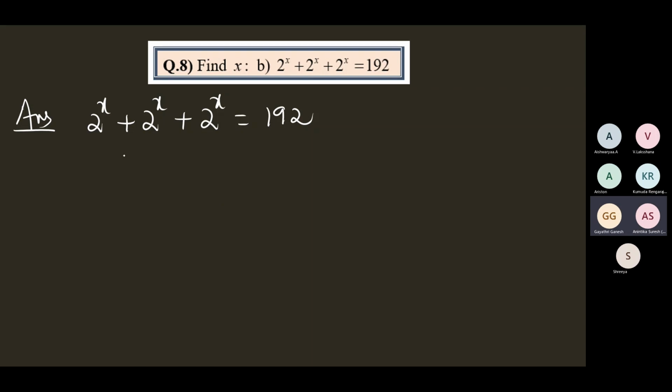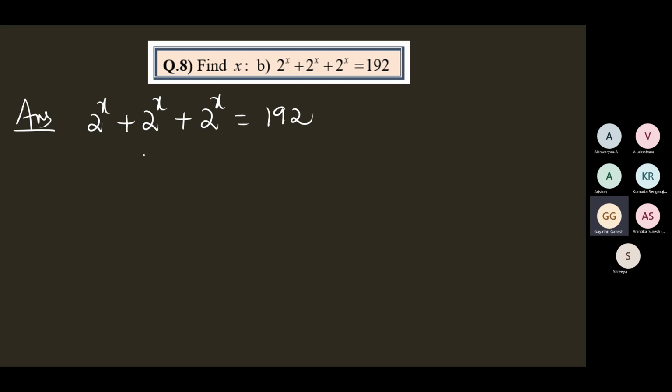Ma'am, 2 into 3 raised to the power x. Is it? How many times here? Thrice, 3 times. What comes 3 times? 2 to the power x. So how do you write 3 times 2 to the power x? Ma'am, can I say 6x? Or 3 plus 2, or 2 to the power 3, the whole power x?